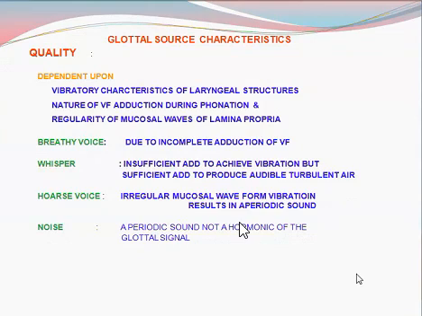The quality of the glottic source characteristics depends upon the vibratory characteristics of the laryngeal structures, nature of vocal fold adduction during phonation, and regularity of the mucosal waves of the lamina propria. Breathy voice is due to incomplete adduction of the vocal folds, insufficient to achieve vibration but insufficient to produce audible turbulent air. Whisper is insufficient adduction to achieve vibration but sufficient adduction to produce audible turbulent airflow. Hoarseness of the voice is an irregular mucosal wave vibration resulting in aperiodic sound. Noise, an aperiodic sound, is not a harmonic of the glottal signal. Breathy voice, whisper, and hoarseness, noise.